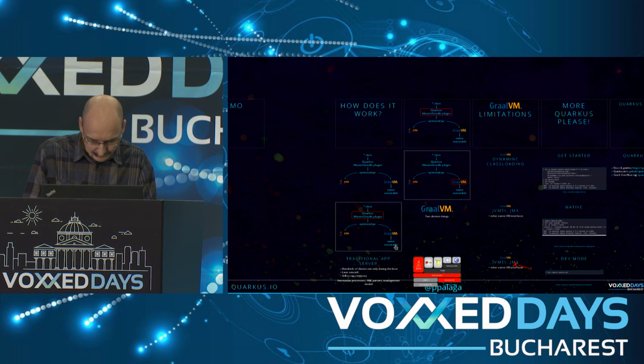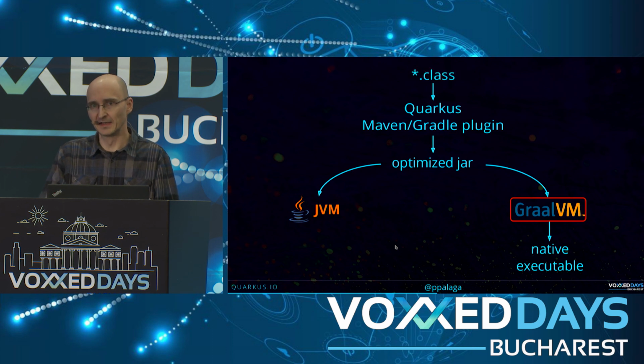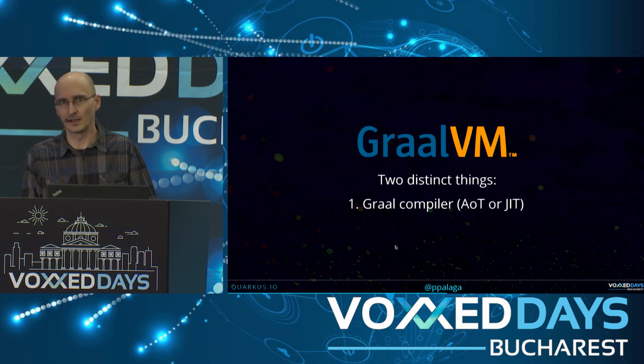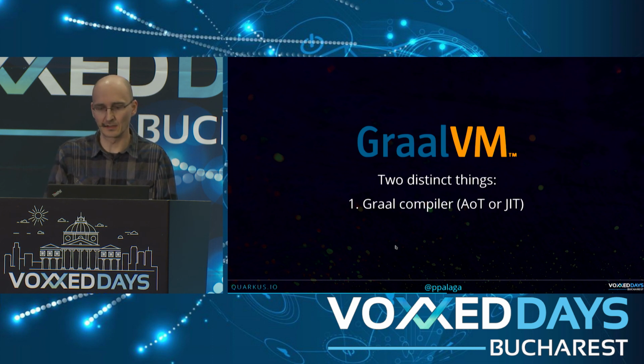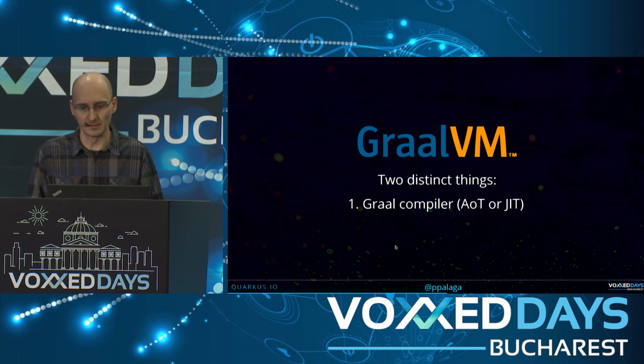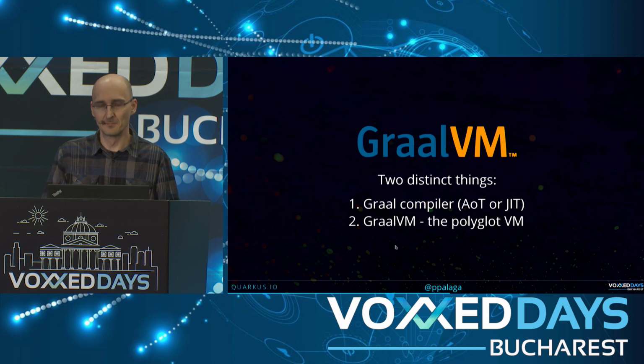Okay, let's go to GraalVM. GraalVM is there to produce native executables out of optimized jars. When we hear of Graal, there are two distinct things that are called like that. First, it's the Graal compiler that can be used either as a JIT compiler inside a regular JVM, or as an ahead-of-time compiler inside GraalVM. Right? That's the first Graal name, and the second one is GraalVM, which is the polyglot VM.